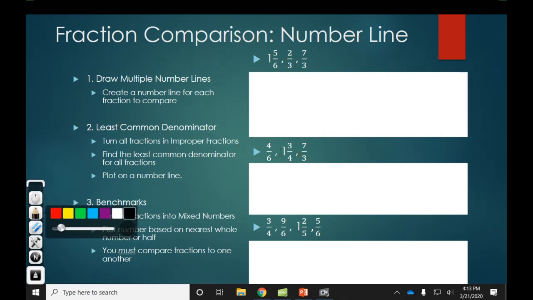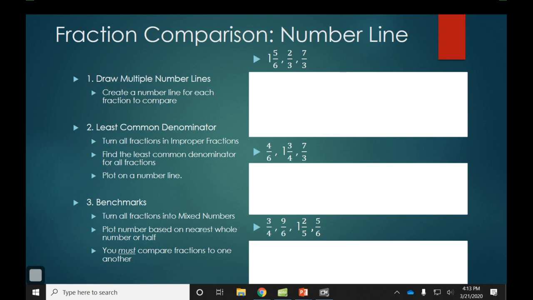The very last one is called benchmarks. All right? This one is by far not the easiest, but it is the one that you have to draw less typically, but it's also where a lot of people are getting it wrong because they're not actually understanding the purpose of this. So what you want is all of these fractions should be in mixed numbers. So we do our math, and this is going to be 1 and 3 over 6.